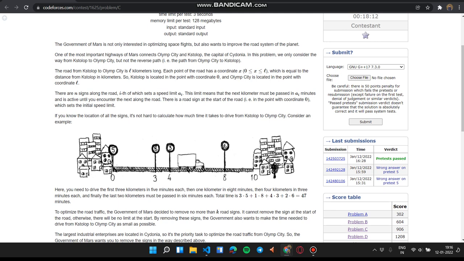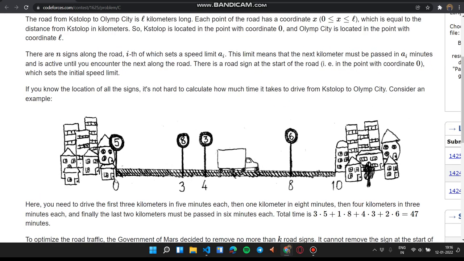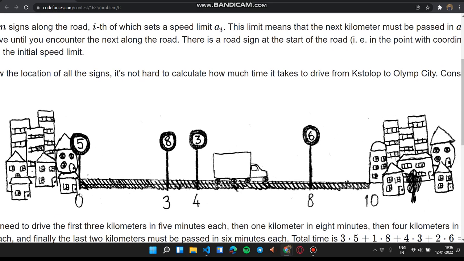on n places indicating the next kilometer. For example, L is 10, meaning that the length of the road is 10, and four speed signs are given, which means that n is equal to 4. The places on the coordinate line are indicated by d, so d0 is 0, d1 is 3, d2 is 4, d3 is 6, and we are given speed signs.